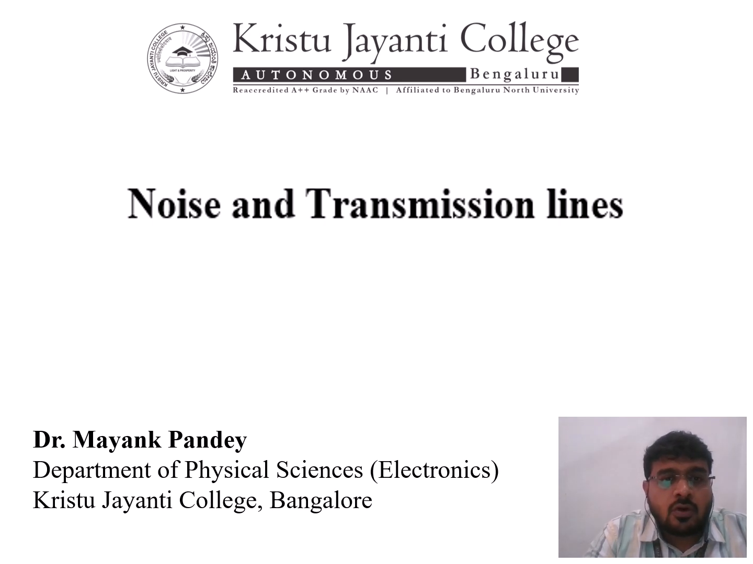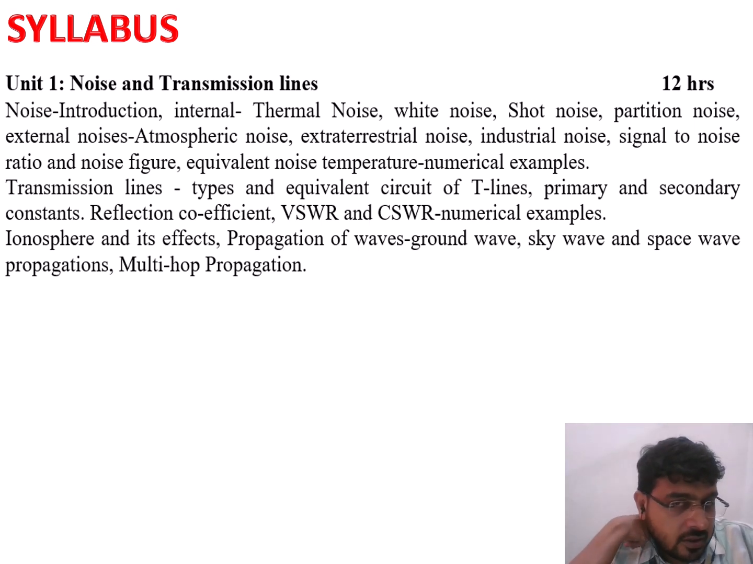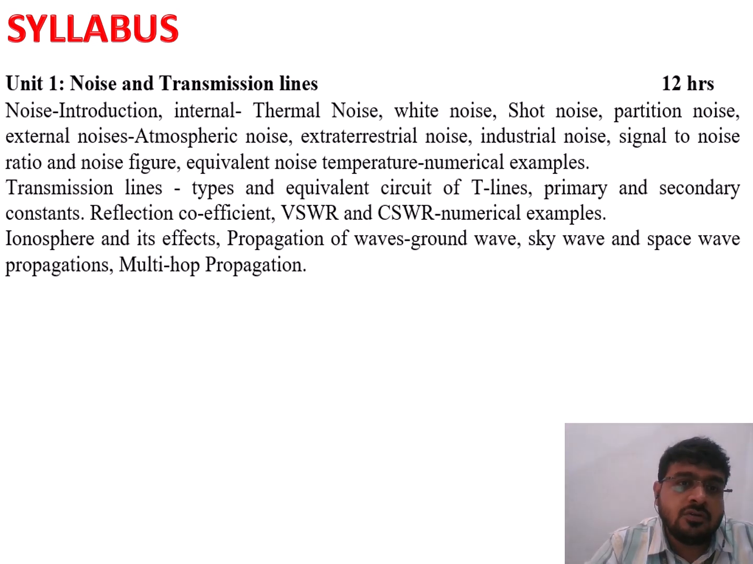Today, we are going to talk about noise and transmission lines, which is a part of the communication system. At present, the syllabus or the content which we are going to deal with is internal noise. There are different types which will be triggered during the communication system: thermal noise, white noise, shot noise, partition noise, external noise, atmospheric noise, industrial noise, and then we'll be studying the signal to noise ratio.